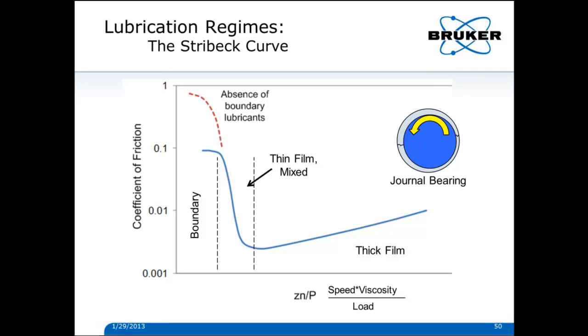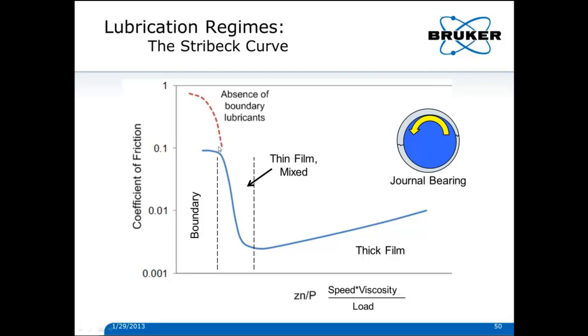These regimes have been described on the Stribeck curve, or as my German colleague tells me, the Stribeck curve. Here I've plotted coefficient of friction over 4 orders of magnitude against what's called the Gersey number, or speed times viscosity divided by load. If we look at the 3 regimes we just talked about, thick film, thin film or mixed, and boundary, which is really the absence of any support by the lubricant, we think about how these were generated. This blue curve shows the coefficient of friction ranging from 0.1 to 0.001 or 0.003 or so in the hydrodynamic region, or thick film, out here.